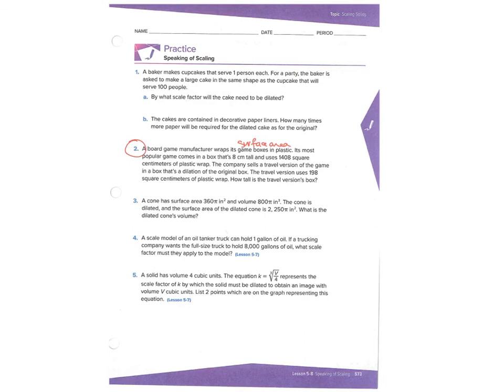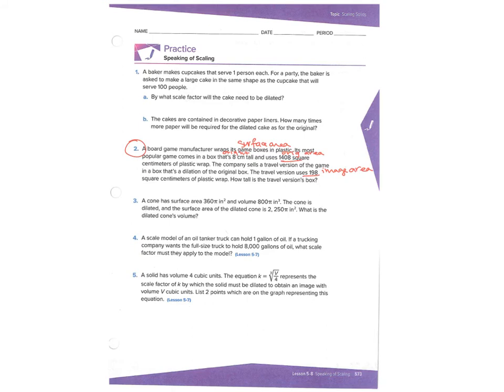Its most popular game comes in a box that's 8 centimeters tall. So this is an original height and uses 1,408 square centimeters of plastic wrap. So this is an original area. So I have an original height, that's a dimension, and I have an original area. So the company sells a travel size version of the box that's dilated. You can imagine a travel size would be smaller. This is going to get tinier. And I can see that because it says it uses 198 square centimeters of plastic wrap. This is my image area. And notice it's smaller. It uses less plastic.